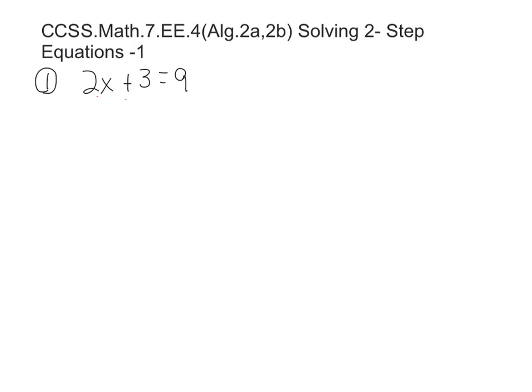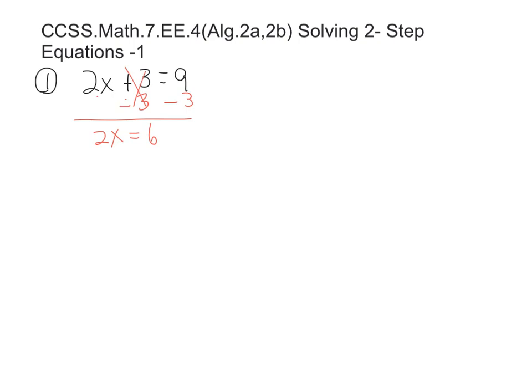In solving two-step equations, you do reverse order of operations. You don't multiply before you add. You actually add and subtract before you multiply and divide. So it's just the opposite. So we always start with the constant, and we're going to subtract 3 on both sides because we need to keep it balanced, and that's your job. So you're left with 2x equals 6.